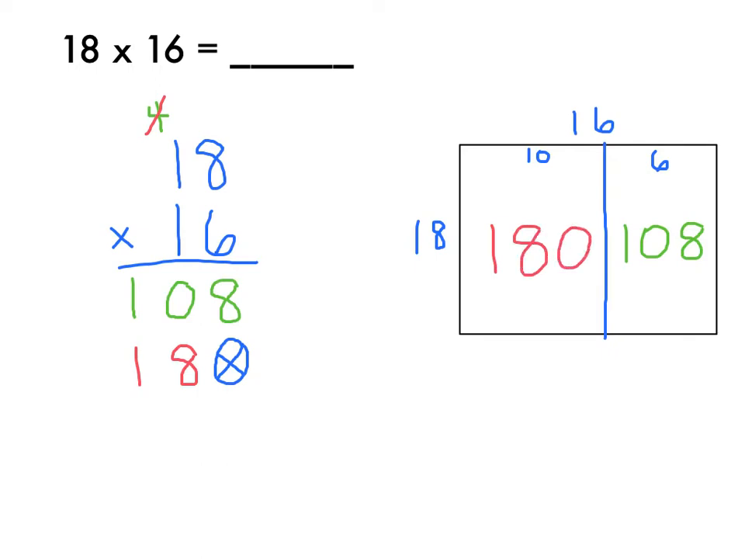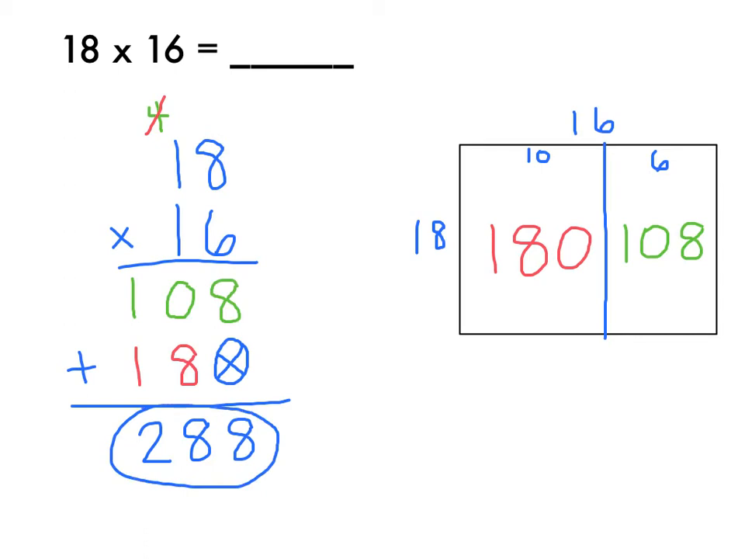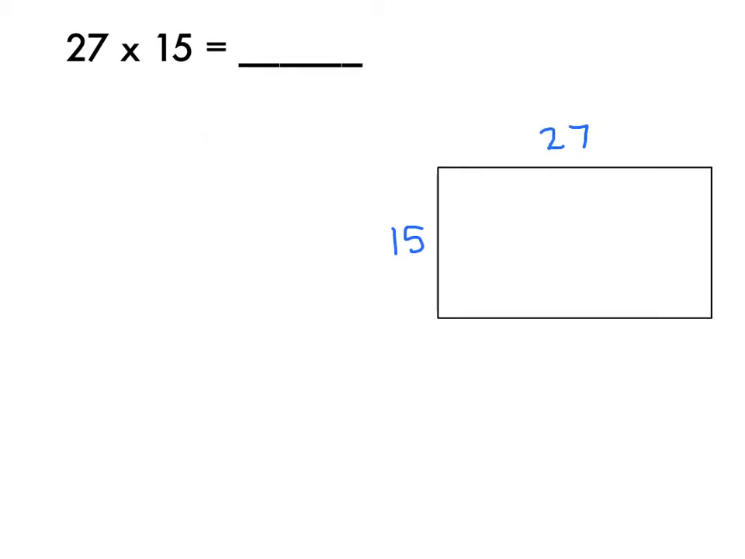Now my job is to add these two together and figure out what 18 times 16 is. So 8 plus 0 is 8, 0 plus 8 is 8, and 1 plus 1 is 2. That gives me my final answer of 288. And as you can see by looking at my array, that makes a whole lot of sense because I have 180 as one part and 108 as the other part. And if I added those together, I would get 288.